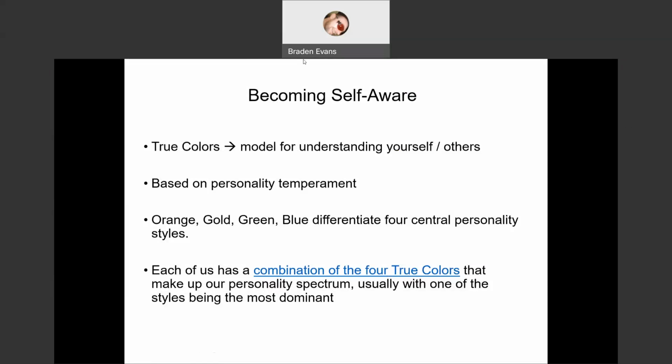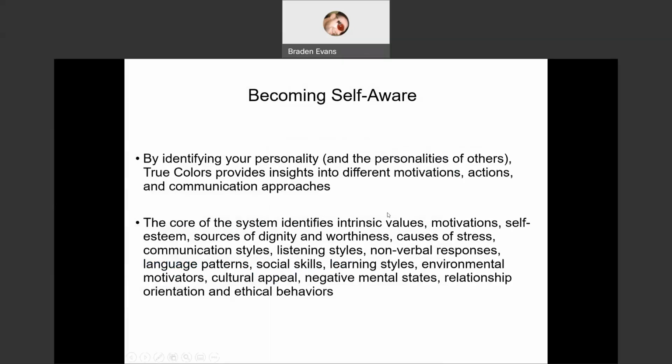You will be grouped based on your answers into 4 different categories. You could be an orange, a gold, a green, or a blue. Each of us will have some combination of these 4, but one will be dominant. So you might have a little bit of orange, a little bit of green, a little bit of blue, but you're dominant in gold, or vice versa, dominant in blue. You're going to have a personality that is defined by certain characteristics.